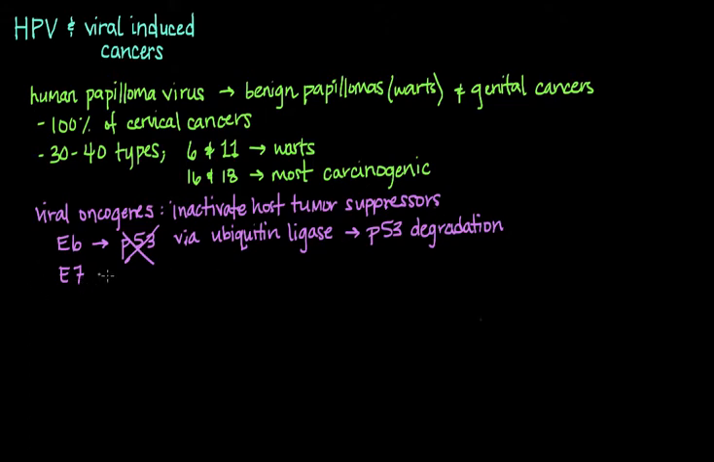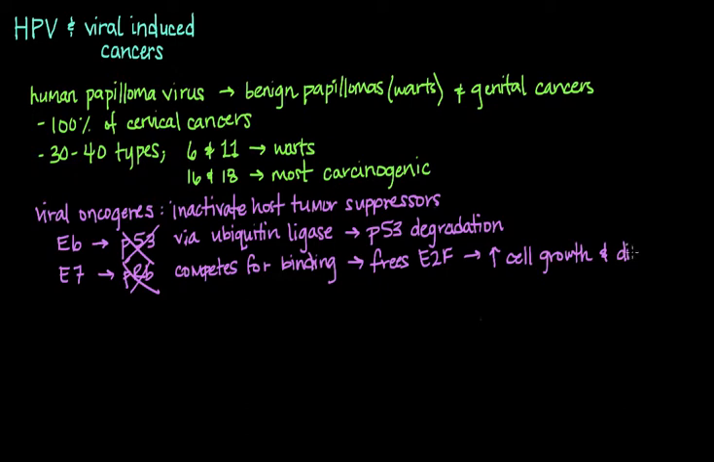Now E7 inactivates pRB, and it does this by competing for the retinoblastoma protein binding site. This ends up freeing transcription factor E2F to activate its targets, which in turn pushes the cell cycle forward and leads to increased cell growth and cell division. Once an HPV infection takes root, how does it progress from infection to cervical cancer?